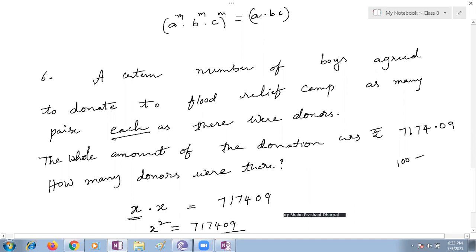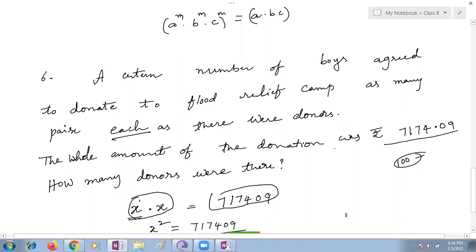Ma'am, 10,000 paisa. I multiplied because the same number of paisas are collected from each donor. So x into x, and this amount is already in rupees. Then in that case the answer is 847. Please find the square root and let me check the answer. Ma'am, it's 847 only. One minute, then I'll check the answer.